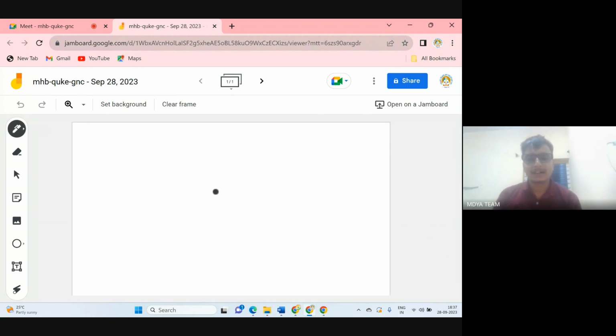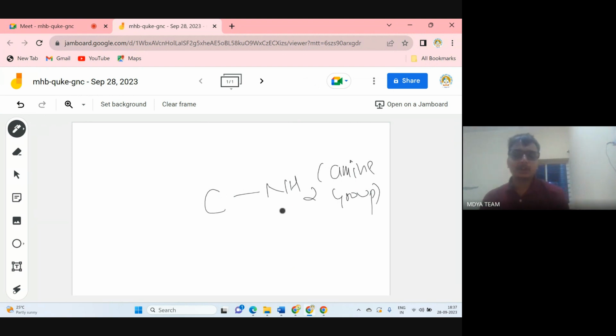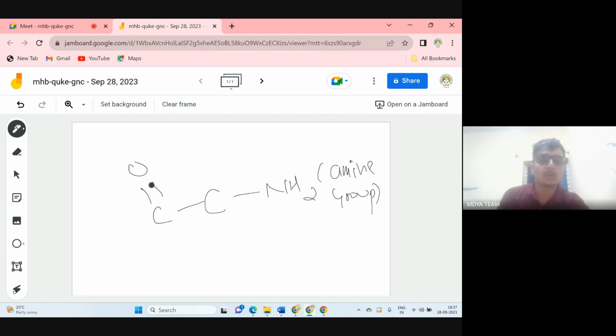Okay, so this is the central carbon atom. With the central carbon atom, an NH2 group is joined. This NH2 group is known as amine group. In your exam, it can be called NH2 group, it can be called amine group. And with this carbon atom, there is also another group. That group is chemically written as C double bond O, this O is oxygen, and single bond OH. So this whole group, C double bond O single bond OH, is known as aldehyde group.